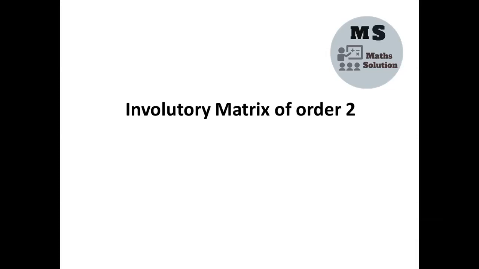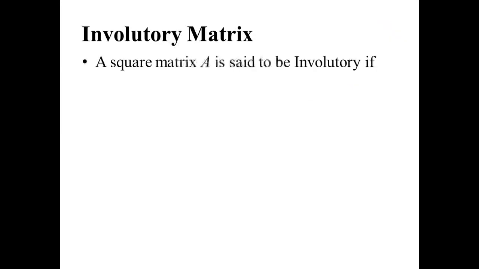Today we will discuss involutory matrix of order 2. A square matrix A is said to be involutory if the square of the matrix equals the identity matrix. If this condition is satisfied, we can say the matrix is an involutory matrix.